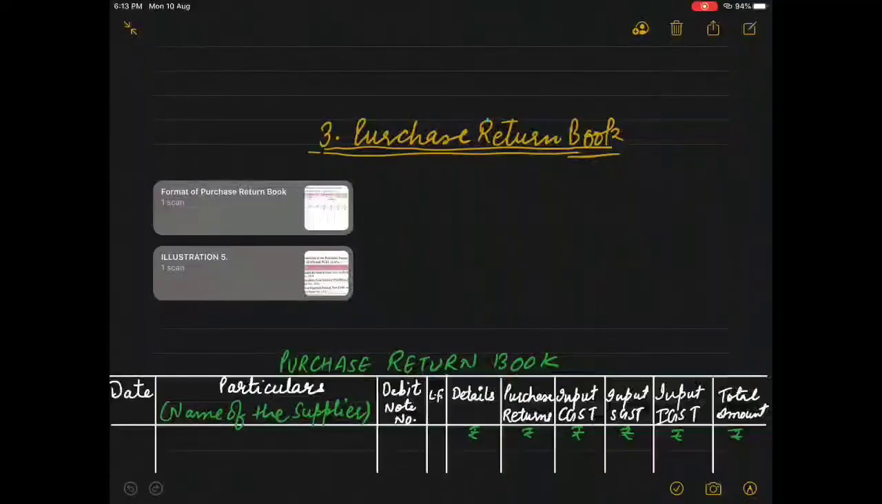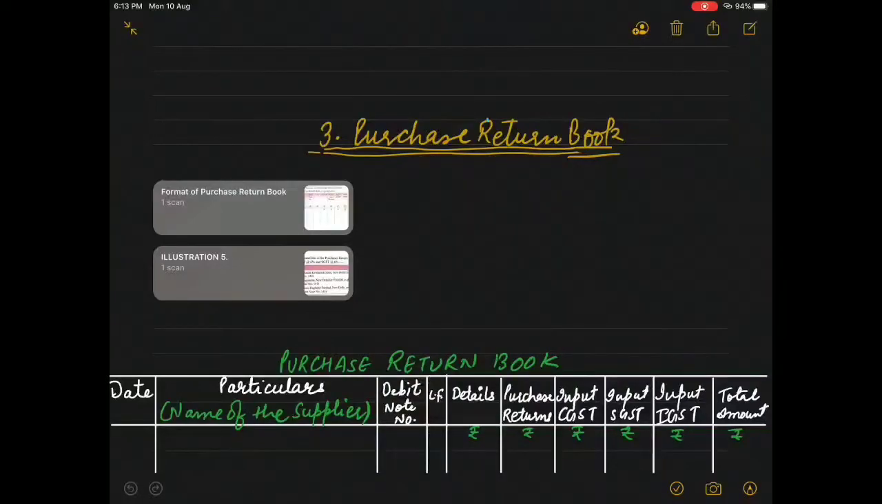Hello everybody. So we are doing chapter 12, special purpose subsidiary books, and we learned the two books, purchase book and sale book. So our next book is the purchase return book. This book is used to record the return of such goods as were purchased on credit basis. This book is also known as return outward book.